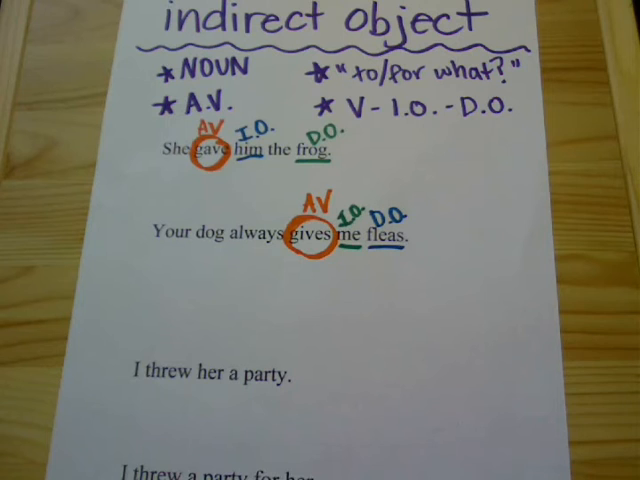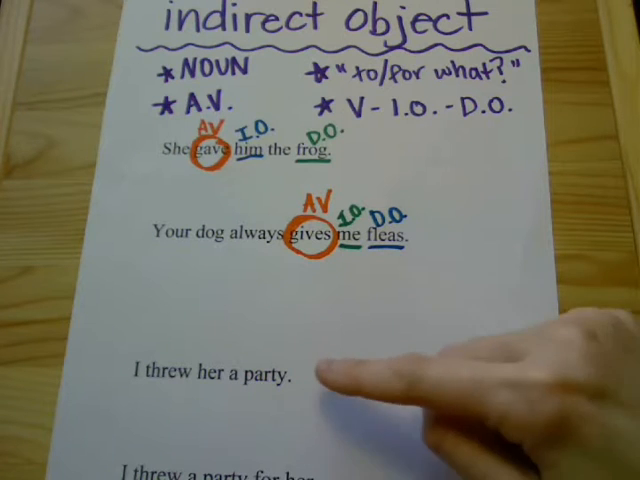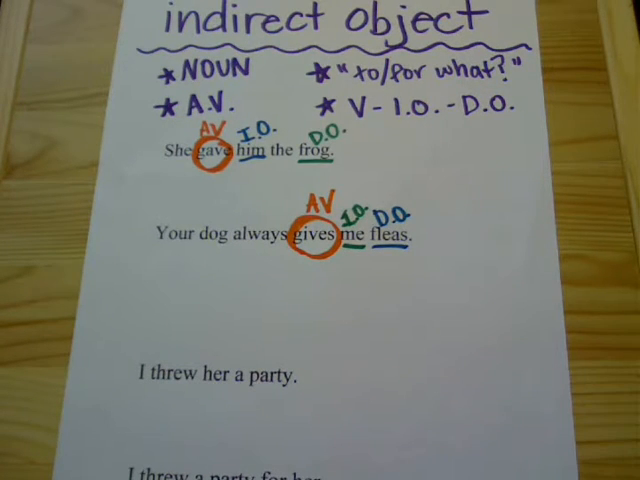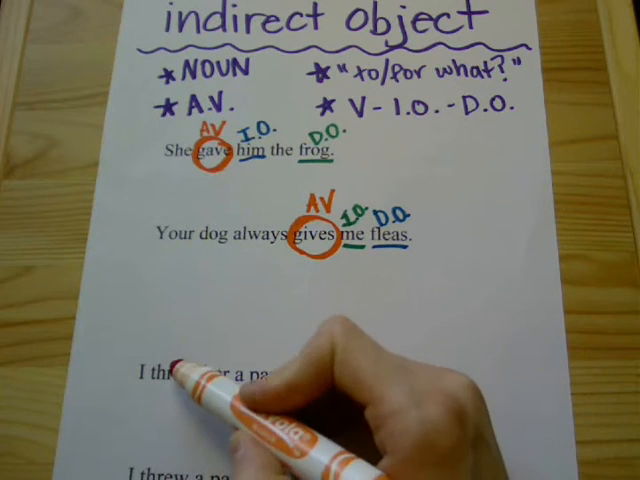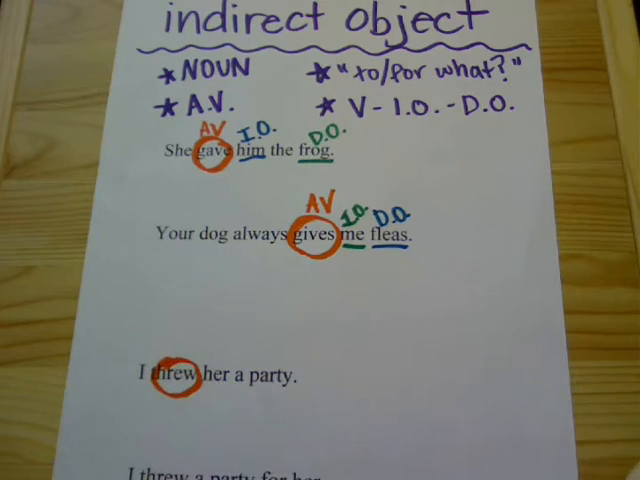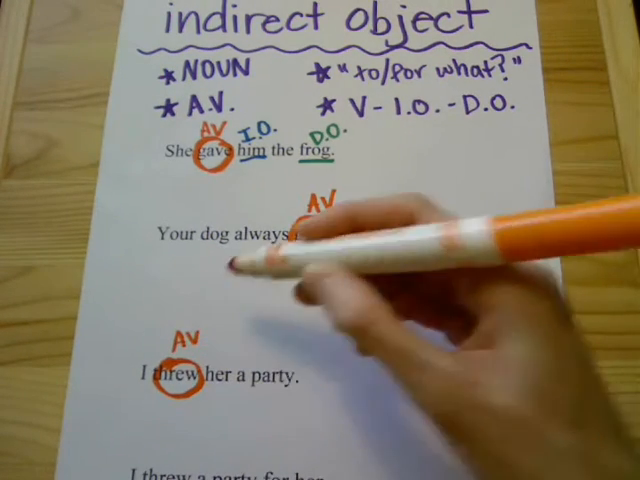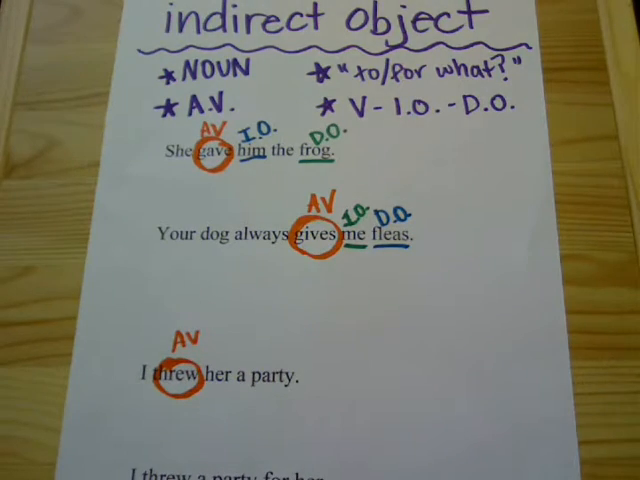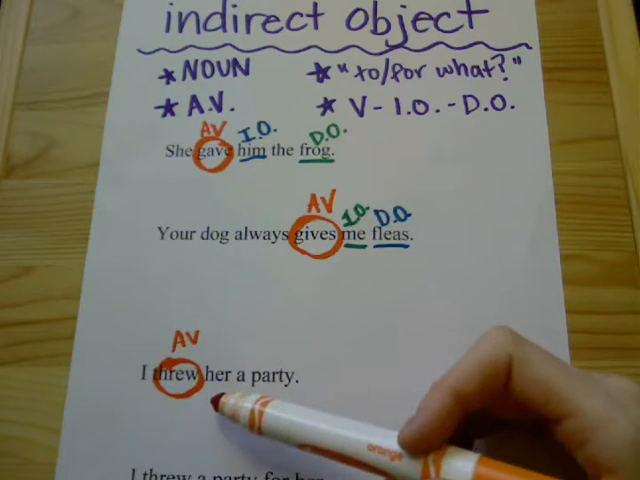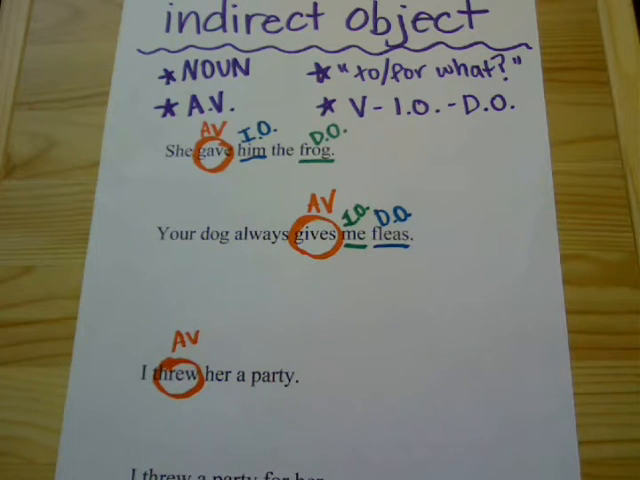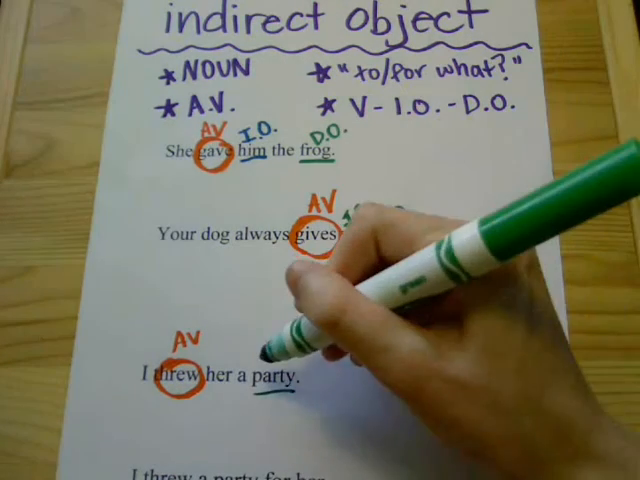Let's try our next sentence down here. I threw her a party. What's our verb? Our verb is threw. That's definitely an action verb, so we know we're on the right track with indirect objects or direct objects. Now, here's an interesting question. We're going to find our direct object. I threw what? Well, I didn't throw her. That would be horrible. I threw a party. So party is our direct object.